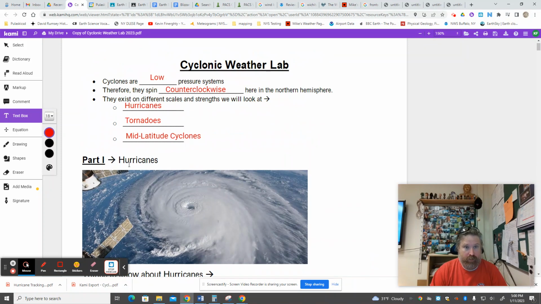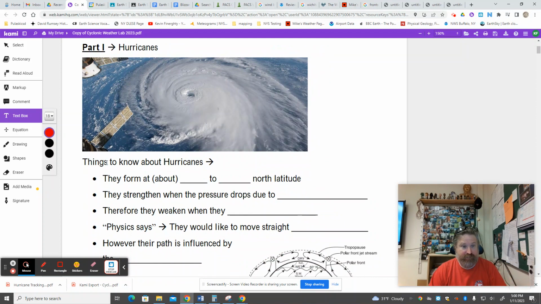What would be the biggest, most dangerous of these systems, right? They form at about 10 degrees north, about 20 degrees north latitude. All right. Not so much due to the spinning in the Coriolis, not so much closer to the equator.